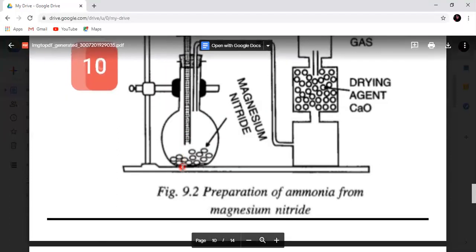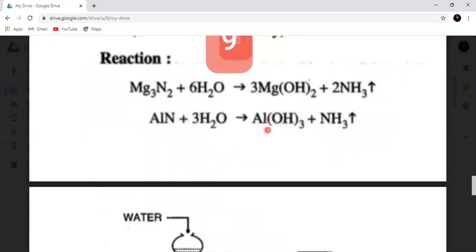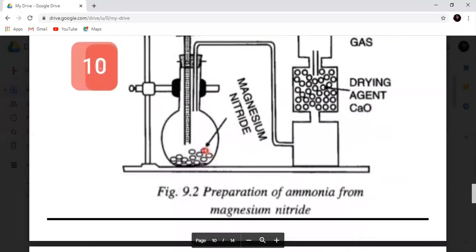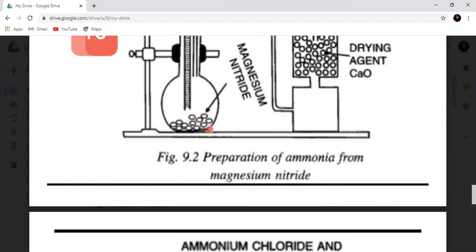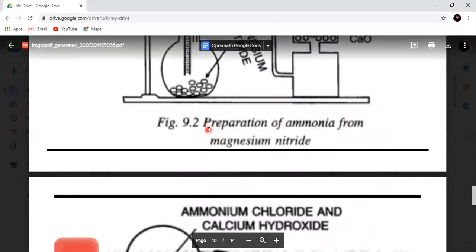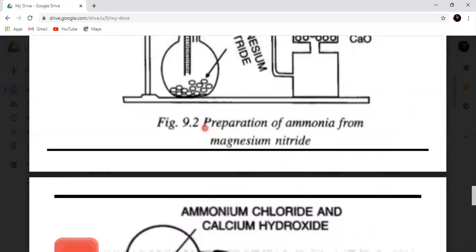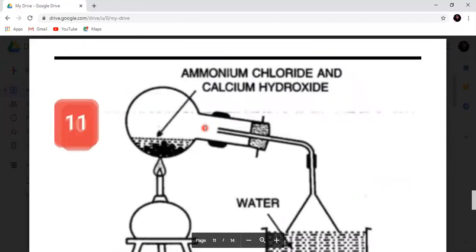And the remaining substance, that is magnesium hydroxide or aluminum hydroxide, remains in this round bottom flask as it is. In which form? In a liquid form. Next, these types are the dry ammonia. Now we are proceeding to aqueous ammonia. When we consider aqueous ammonia, it means that the dry ammonia is dissolved in water. Then only aqueous ammonia is formed.